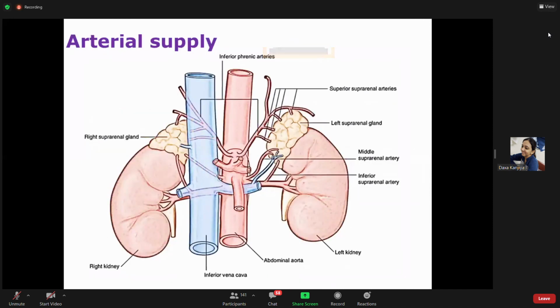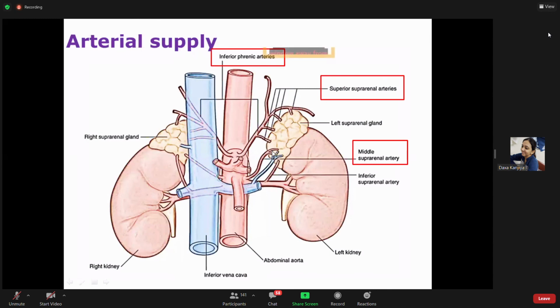Now the arterial supply of the suprarenal gland. Both suprarenal glands are supplied by three suprarenal arteries: superior, middle, and inferior suprarenal artery. Now see, the superior suprarenal artery is a branch of the inferior phrenic artery, and the inferior phrenic artery arises from the abdominal aorta. So superior suprarenal arteries are branches of inferior phrenic arteries. The middle suprarenal artery comes directly from the abdominal aorta, and the inferior suprarenal artery comes from the renal artery.